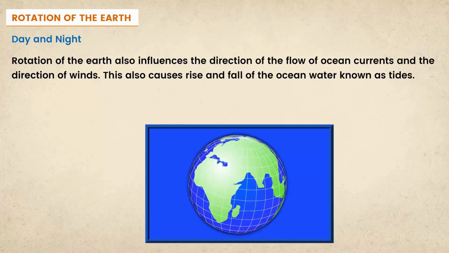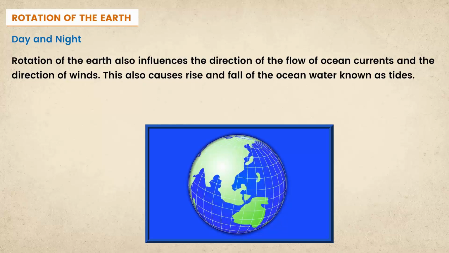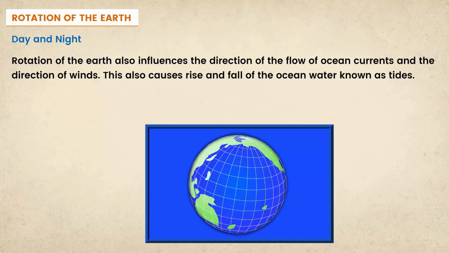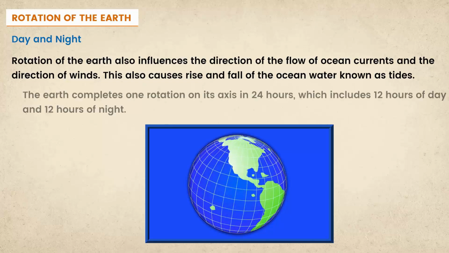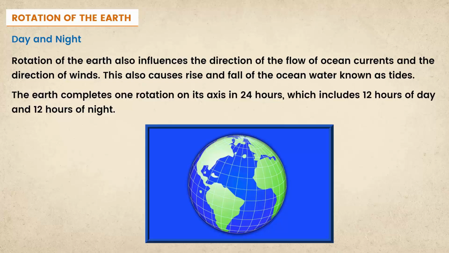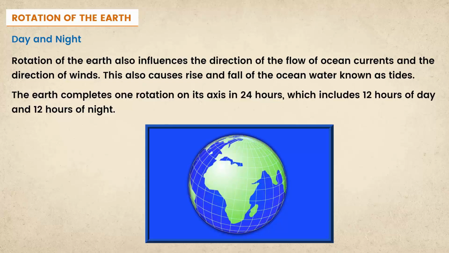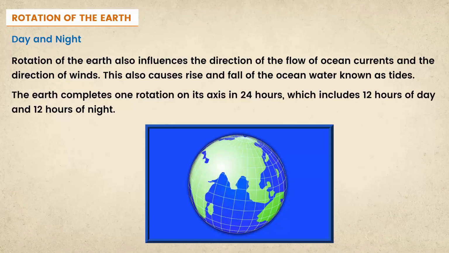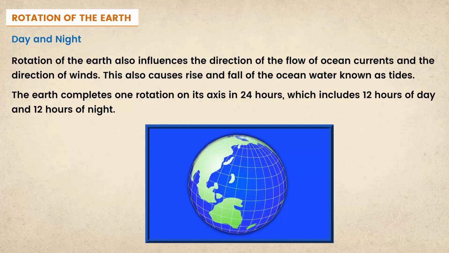Rotation of the Earth also influences the direction of the flow of ocean currents and the direction of winds. This also causes the rise and fall of the ocean water known as tides. The Earth completes one rotation on its axis in 24 hours, which includes 12 hours of day and 12 hours of night.